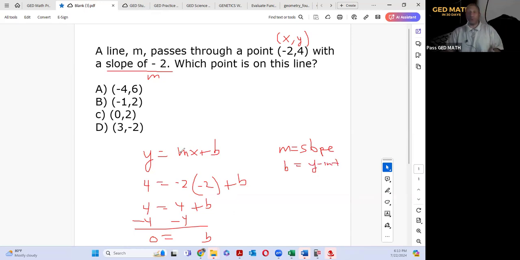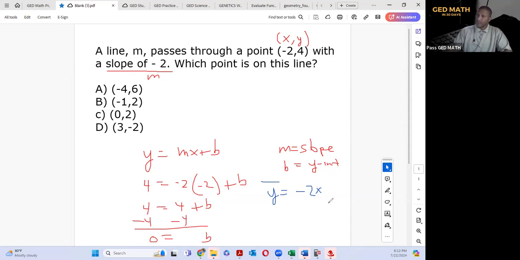Now we know two important things: the slope is -2 and the y-intercept is 0. So now we can write the equation of the line: y equals -2x. If the y-intercept was +4, it would be -2x plus 4. If the y-intercept was -2, it would be y equals -2x minus 2. But right now our y-intercept came out as 0. It's passing through the origin. Understand that?